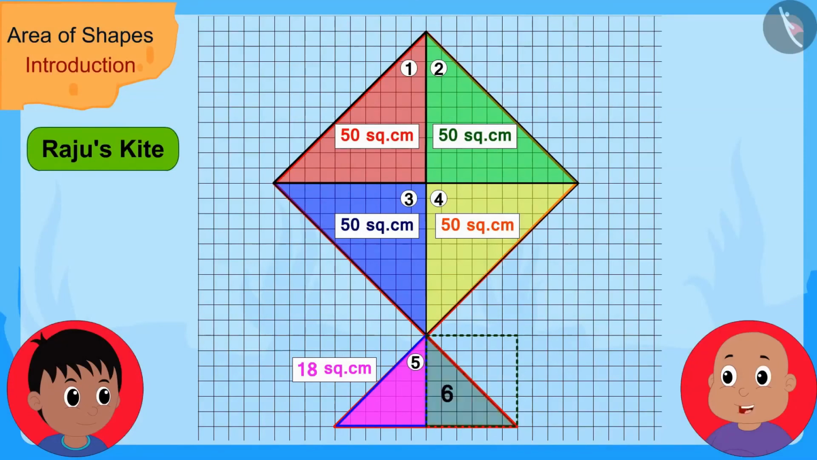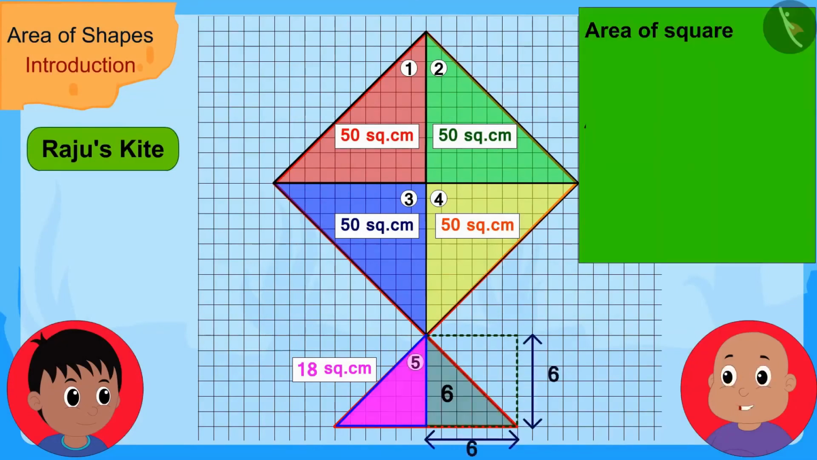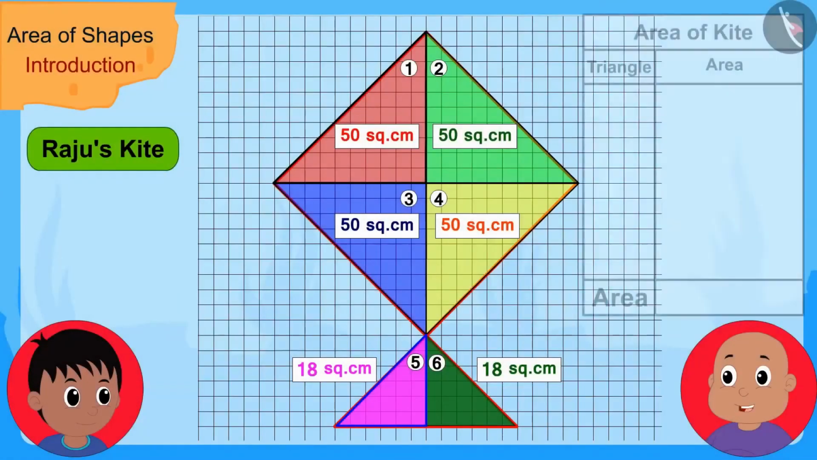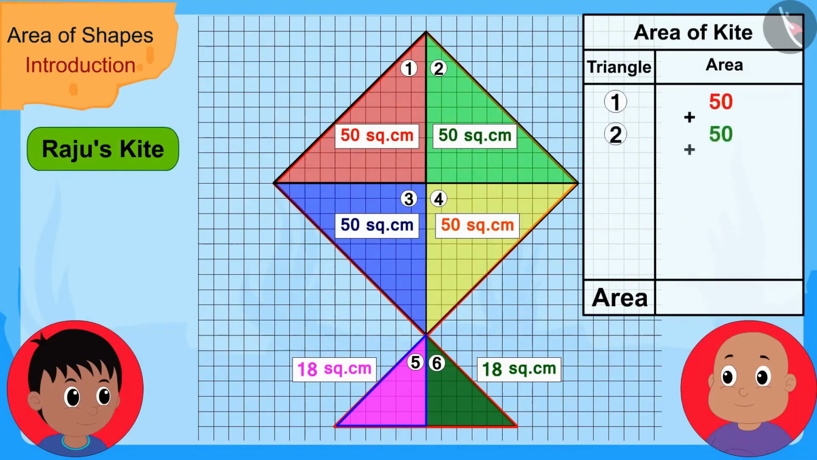Now, this second small triangle, just like the first small triangle, is half of this 36 square centimeter. This means that the area of this second small triangle is also 18 square centimeters. Now finally, we just have to add the area of all these triangles and we will know the area of your kite. In this way, the area of your kite is 236 square centimeters. Bablu explained to Raju.